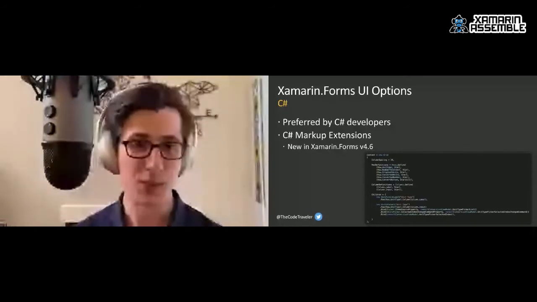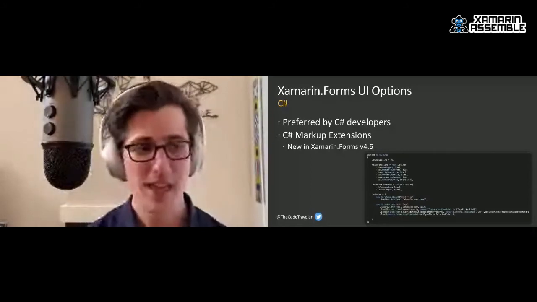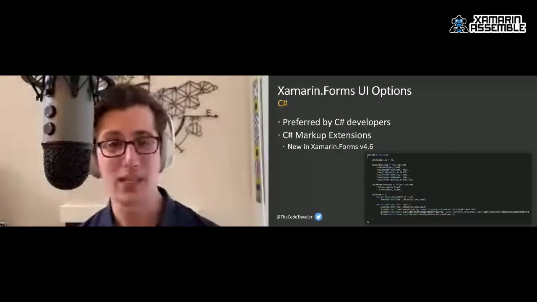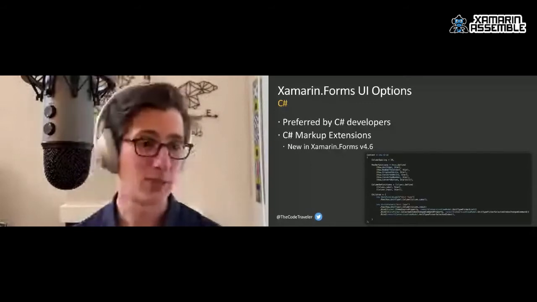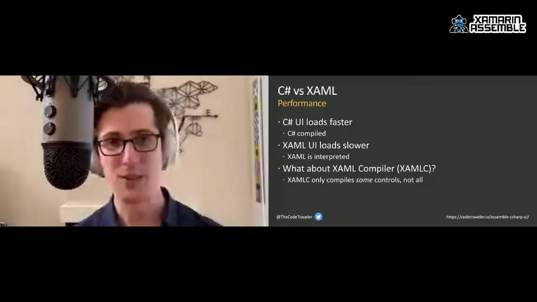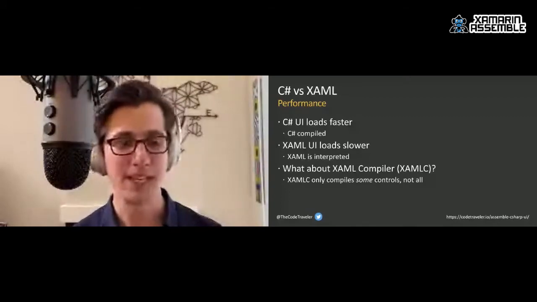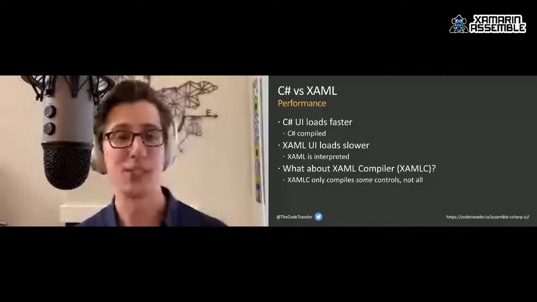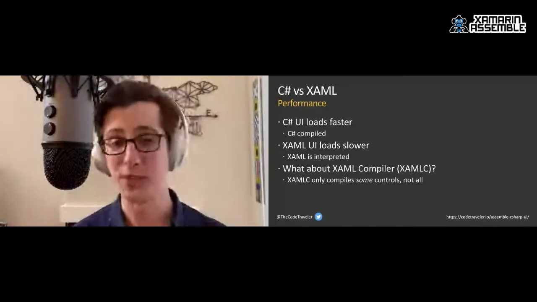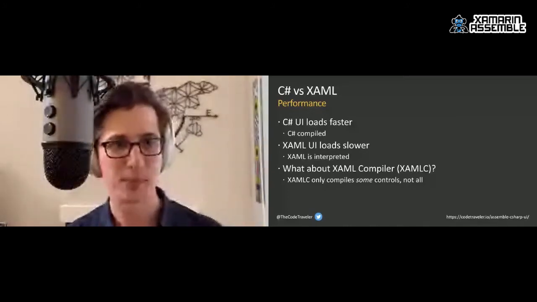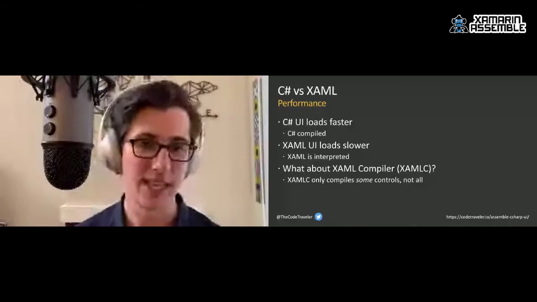So one of the considerations is performance. C# UIs will always load faster than a XAML UI. And this is just because of the way the languages work. C# is ahead of time compiled. XAML is interpreted at runtime. And because the bits are compiled ahead of time for C#, the runtime knows exactly what to do, and it can load your page faster than if that same page had been written in XAML, because the XAML will be interpreted when the user launches the app or when the user taps the button to navigate to a new page. And so, yes, C# will always load faster than XAML.